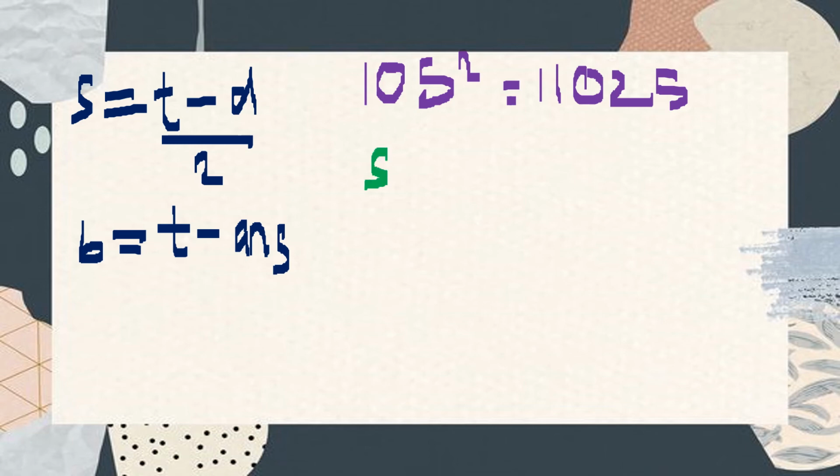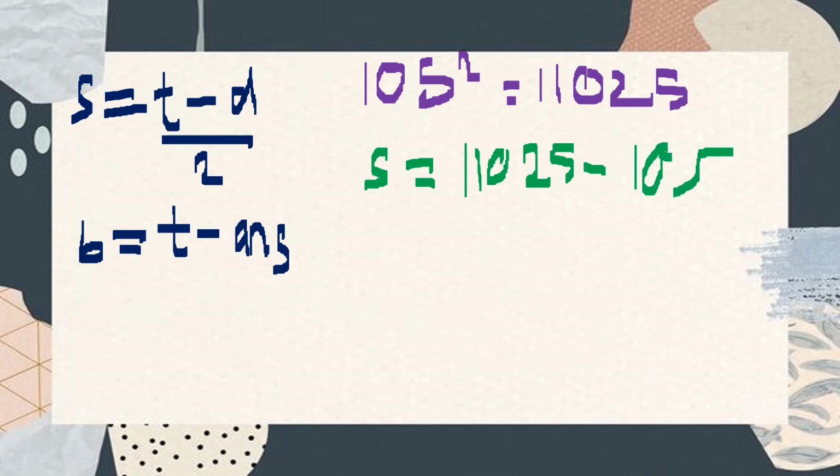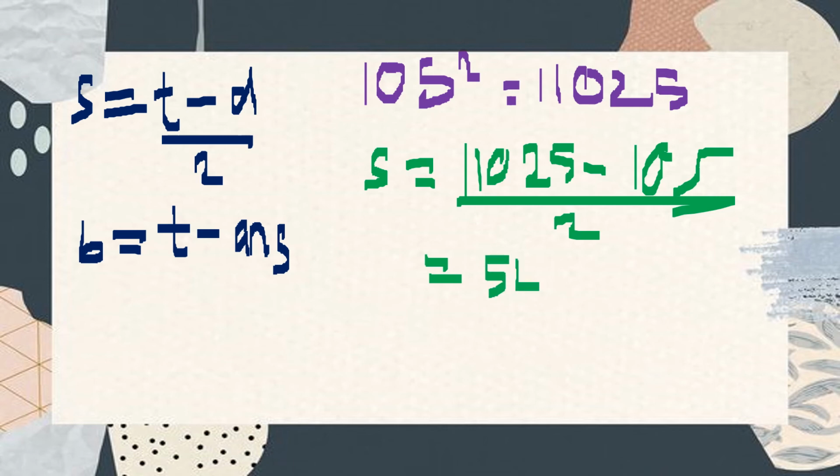So let's find the gray triangle first because it is smaller. For the smaller, the total 11025 minus the difference, the difference is the figure number, over 2. So the answer we get is 5460. What is the smaller number of figure 105? The smaller is the gray. So we get the answer for the gray.